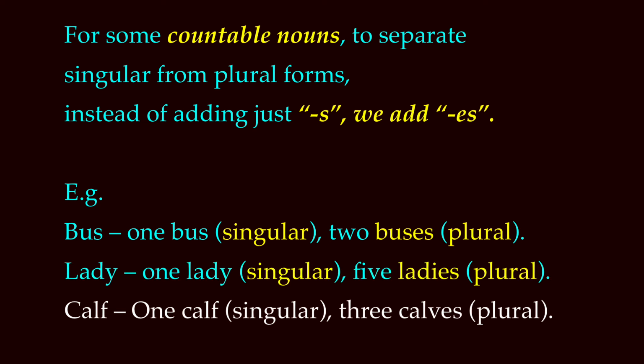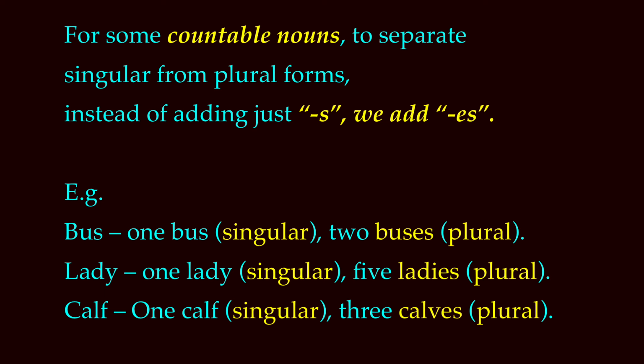One lady is singular, but 5 ladies, adding es at the end, is plural. Calf. One calf is singular, but 3 calves with es added at the end is plural.